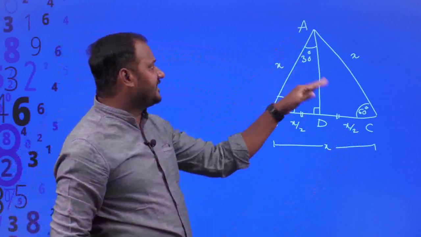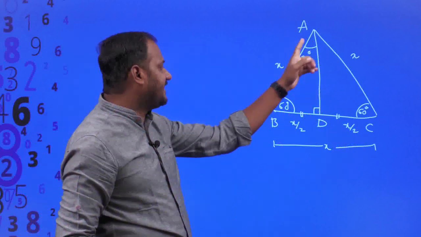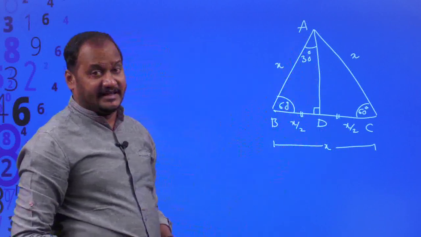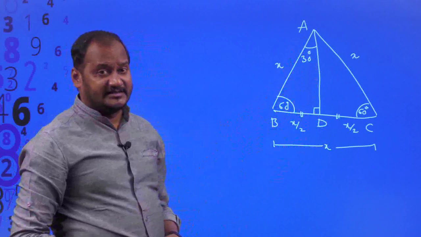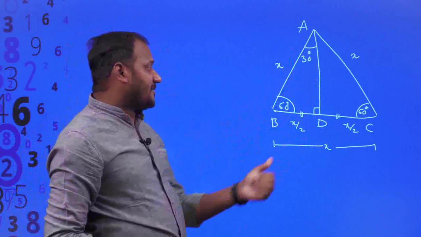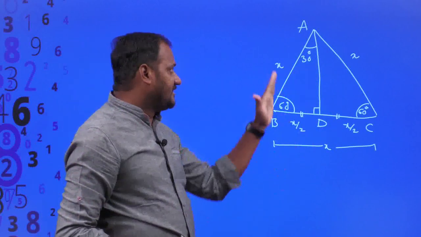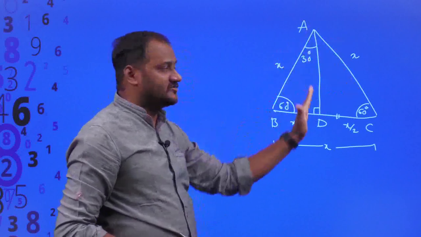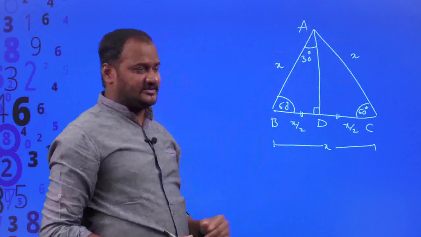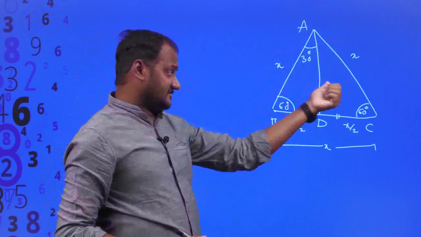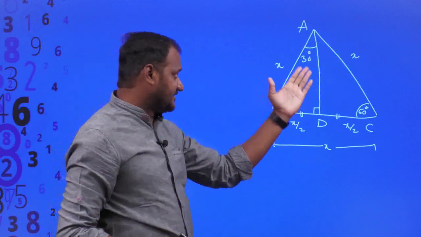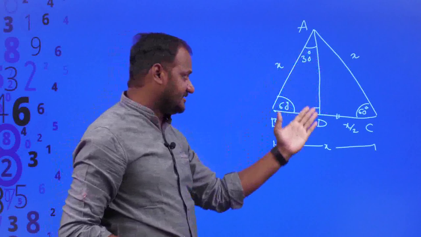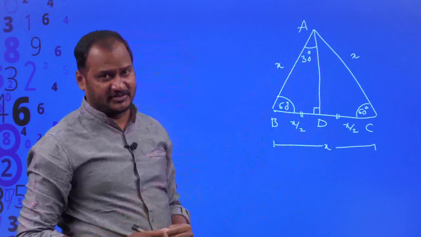And moreover, what kind of triangles are these, ADB and ADC? Yes, obviously those 2 triangles are congruent triangles, right? How are they congruent? By right angle equal to right angle, hypotenuse equal to hypotenuse, and one of the sides equal to one of the sides. So by RHS congruence, these 2 triangles are congruent, so you can consider either triangle ADB or triangle ADC, anything is okay.